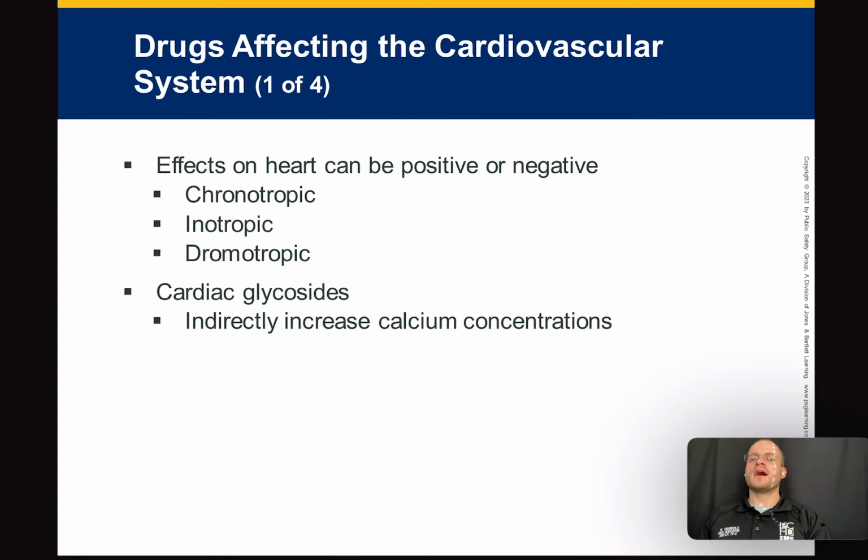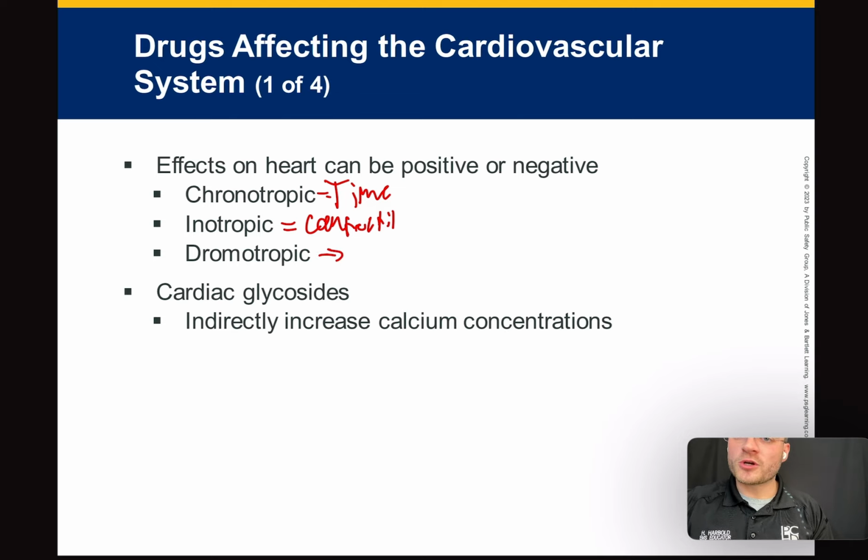So hang with me. But basically, there's also obviously drugs that affect the cardiovascular system. So we're going to have effects on the heart. It can be positive or negative. So chronotropic means time, just like chrono means time. Inotropic means the contractility, and dromotropic is the speed of the conduction. You don't need to memorize that. I'm just pointing that out.